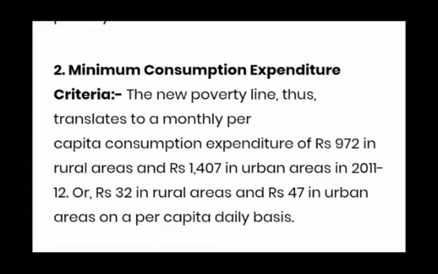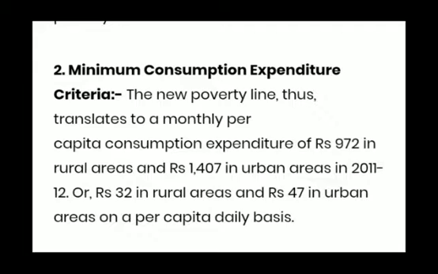Minimum consumption expenditure criteria. It says that the minimum consumption expenditure should be rupees 972 in rural areas and 1407 in urban areas. Or on a daily basis, it should be 32 rupees per person per day in rural areas and 47 rupees per person per day in urban areas.